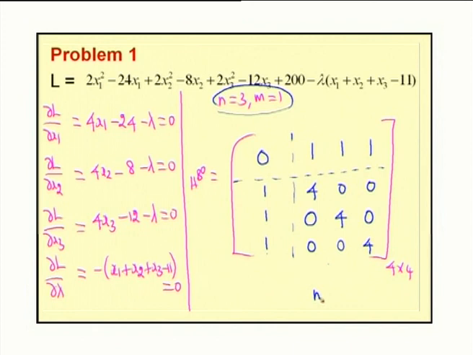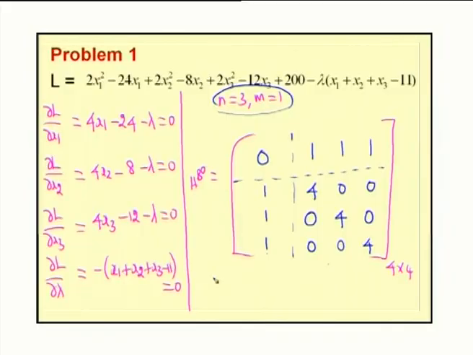Now, for this problem, the n minus m value, which is 3 minus 1, is 2. Therefore, the minimum value of the given f of x should have a sign of minus 1 power 2, which is plus 1, a positive sign. So, in order to get the sufficient condition, it is enough to find that the determinant value of this bordered Hessian matrix has a positive sign.